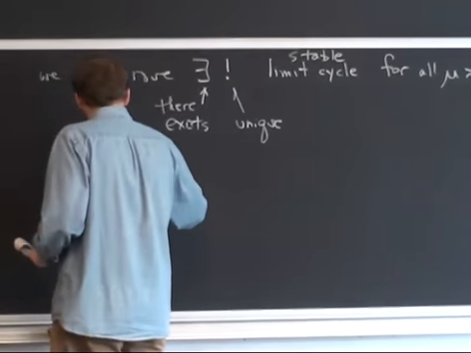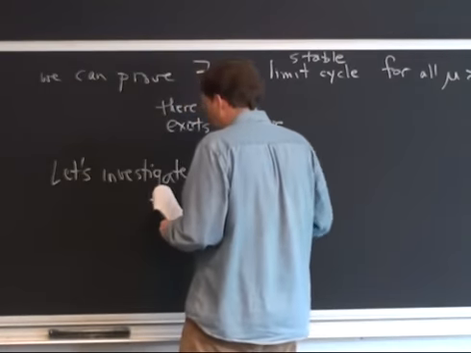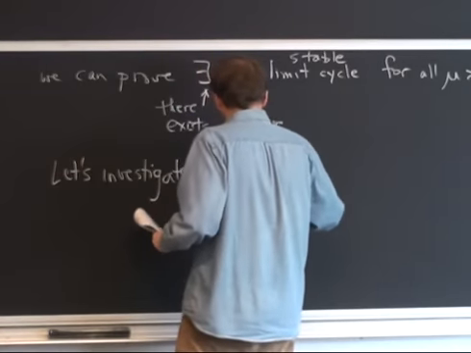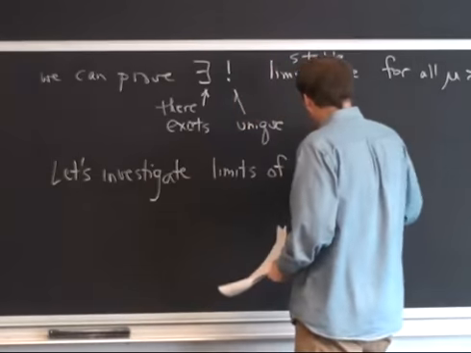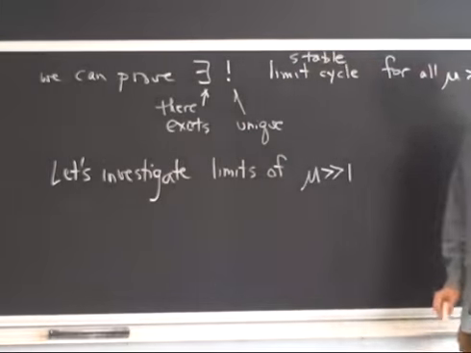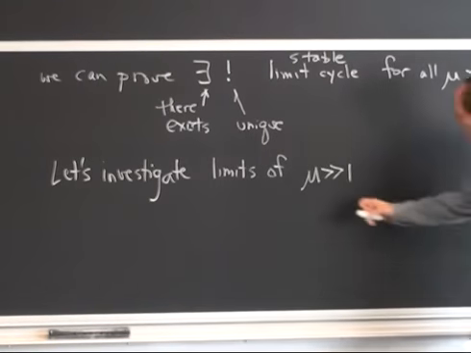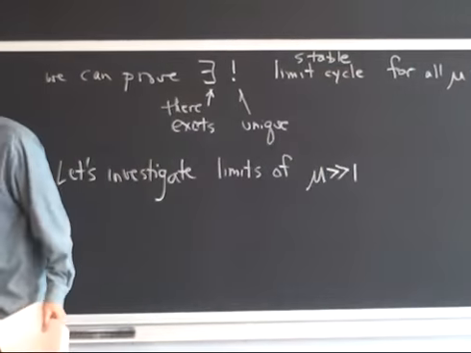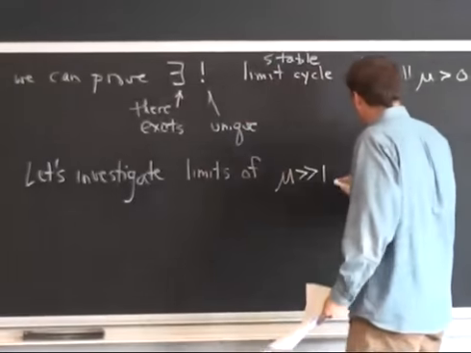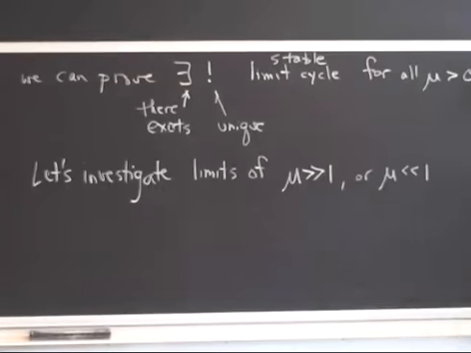That is, the most instructive cases would be to investigate the limits of either very small or very large mu. Actually, very large mu is in some ways easier. Let's do that first. So that's extremely large nonlinearity, this nonlinear term big, or small. And see what we can see using perturbation theory or some other kind of reasoning.